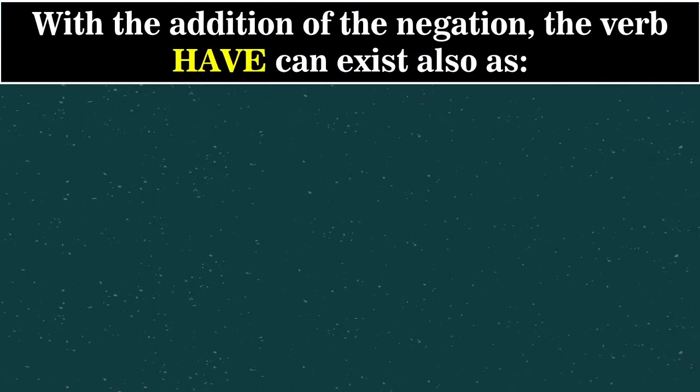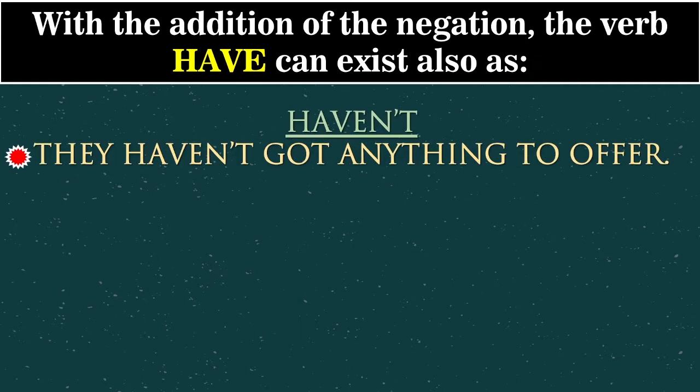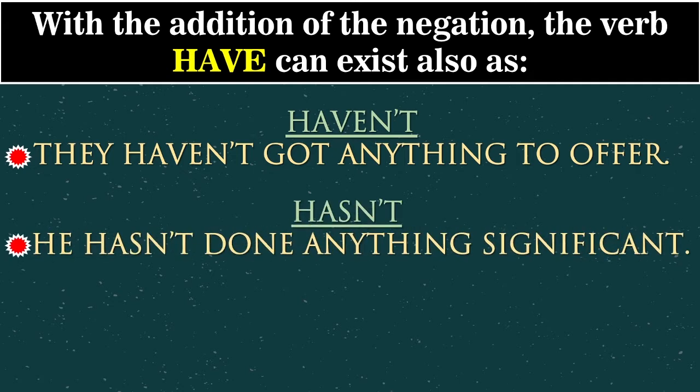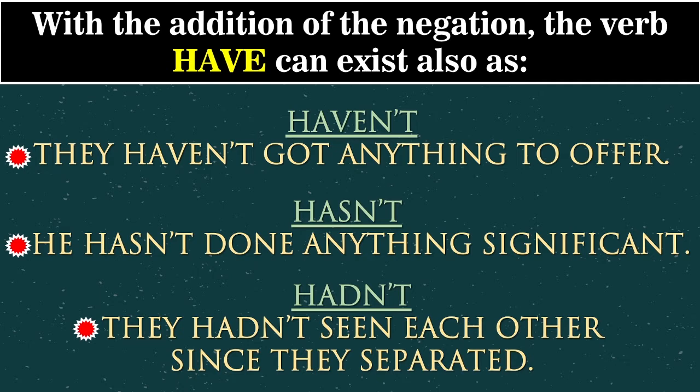Now, when you add the negation, the verb have can also exist as haven't. For example, you can have a sentence like, they haven't got anything to offer. You can have hasn't. For instance, he hasn't done anything significant. You can have the verb hadn't, as in the sentence, they hadn't seen each other since they separated.